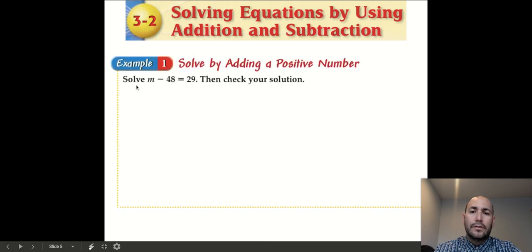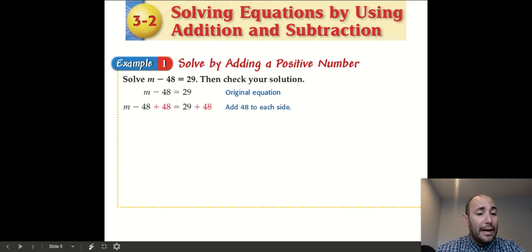Here it says solve m minus 48 equals 29, then check your solution. The first step that I do for any problem is to write down my problem. So I have m minus 48 equals 29. Write down the original equation. Then I'm going to use my property of equality to isolate the variable, to get the variable by itself. Looking at where the variable is, I have m minus 48. So I want to get rid of subtracting 48. The way to do that is to add 48.